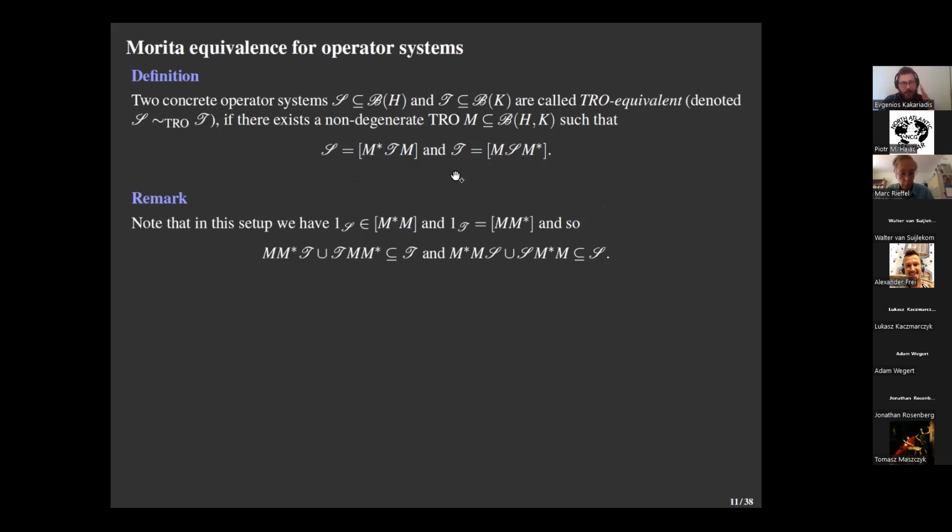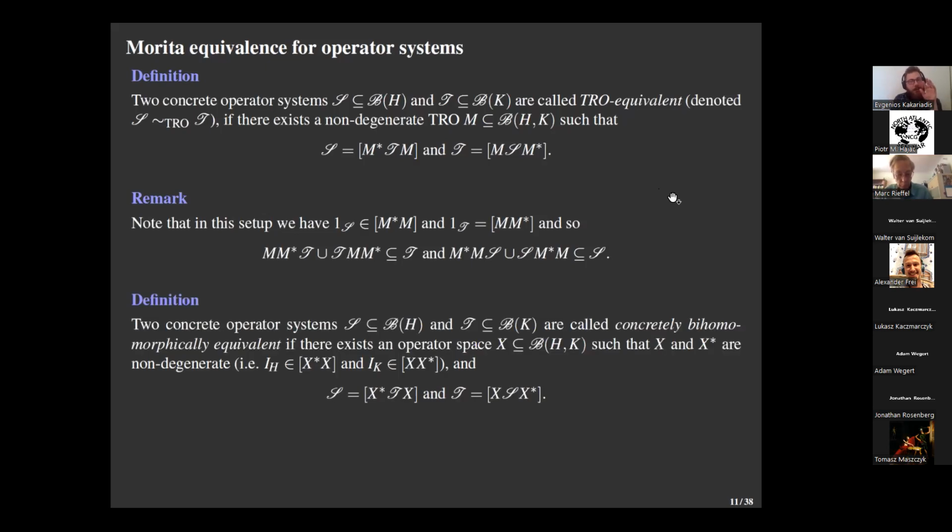In practice, we can see that if we apply the unit of T or the unit of S, M star M will contain the unit of S and of T, respectively. And therefore, again, we have a bimodule structure on T and S that we cannot do without.